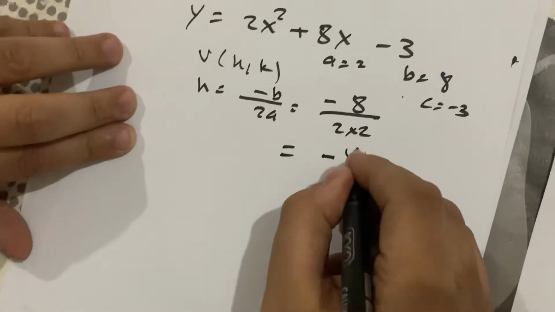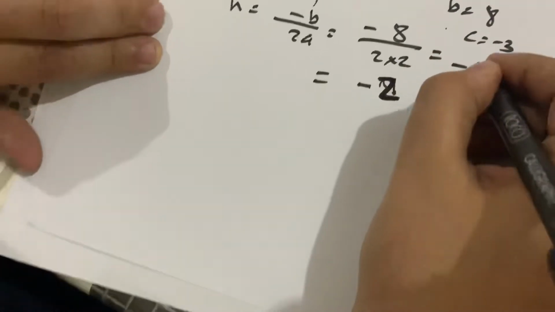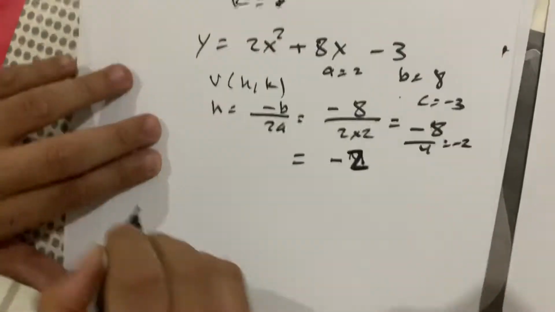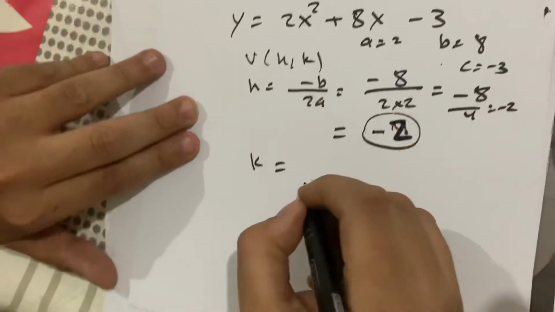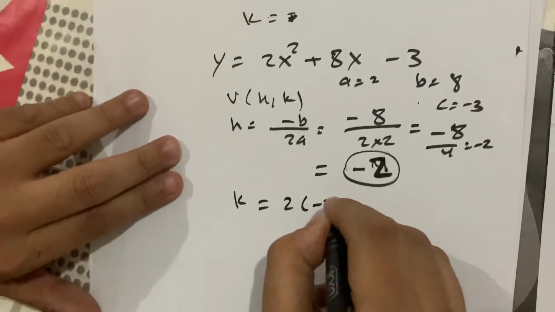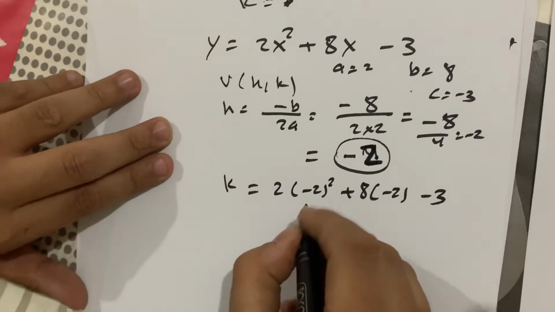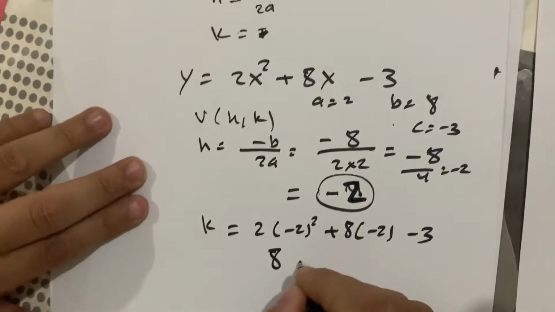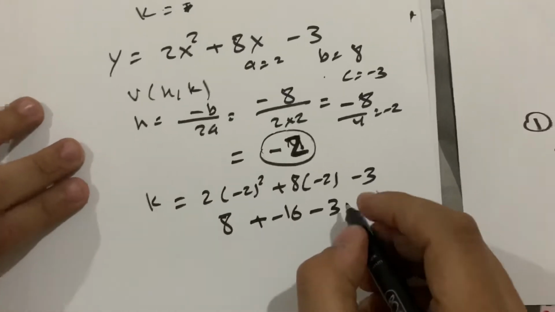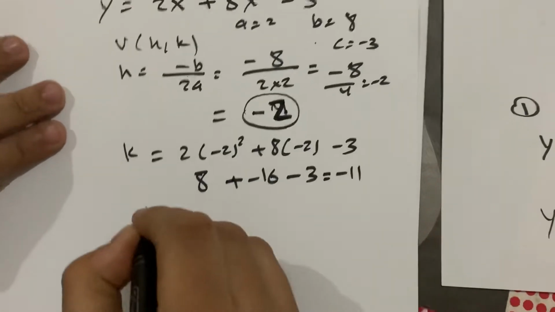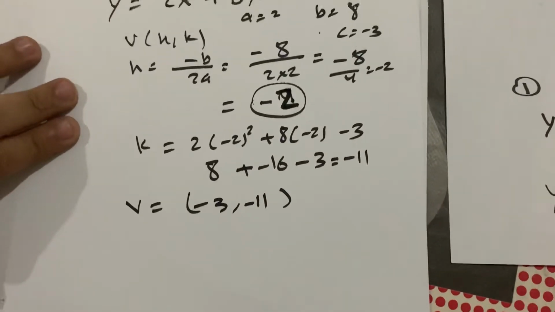Negative 4. Negative 2, sorry, negative 2. Okay, it will be negative 8 over 4 equals negative 2. Then h equals negative 2, and we are going to substitute in the original equation to find the value of k. It will be 2 times negative 2 squared plus 8 times negative 2 minus 3. This will be 4 times 2 is 8 plus negative 16 minus 3. 8 minus 16 is negative 8. Negative 8 minus 3 equals negative 11. Then the vertex equals what? Negative 2 and negative 11.